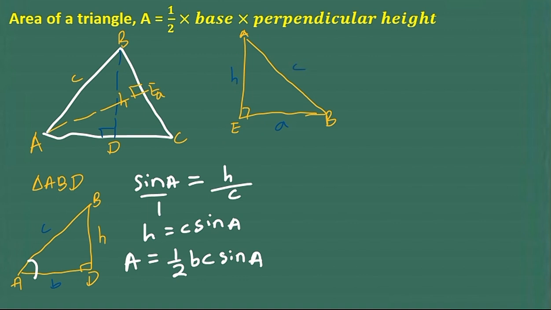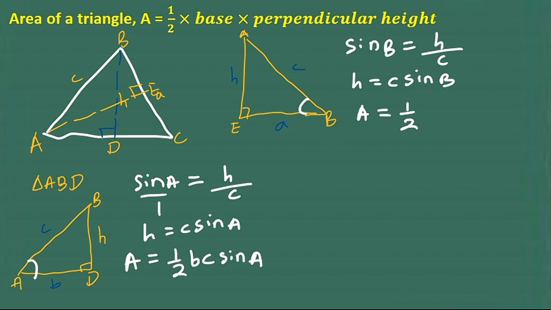So if we take the sine of angle B, we are going to have sine B equals the opposite length of the angle, which is H, over the hypotenuse, which is C. So solving for H, H will equal C sine B. And if we substitute this into the area of a triangle, which is 1/2 times the base of this triangle, which is A, times the perpendicular height, which is given to be C sine B, this will help us to find the area of this triangle.